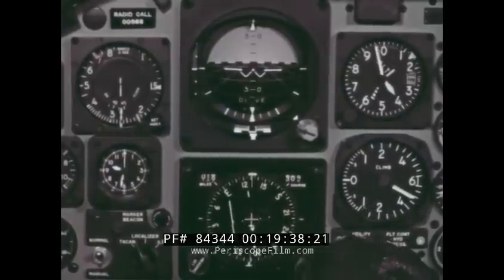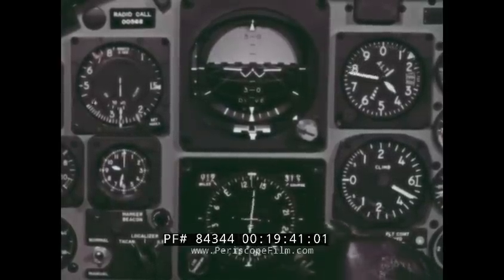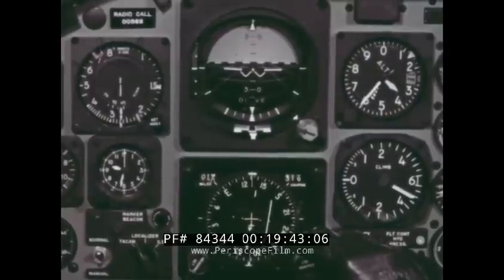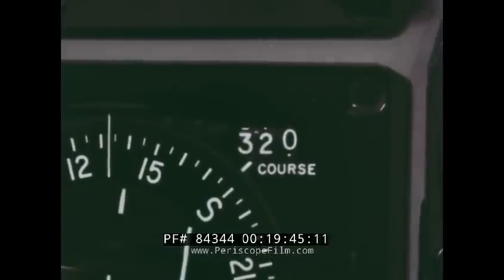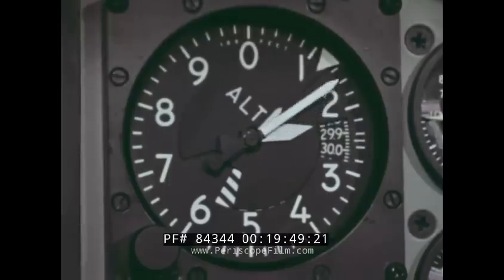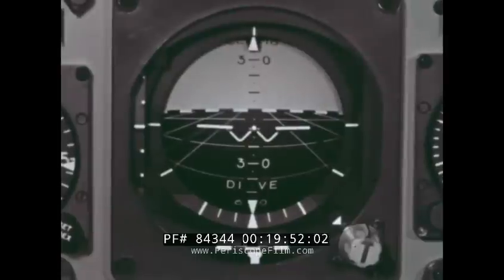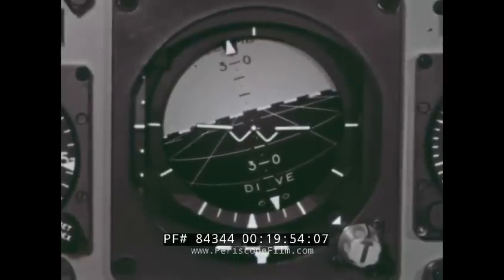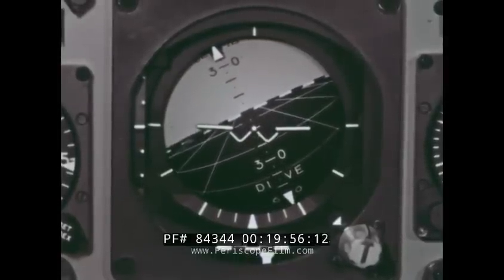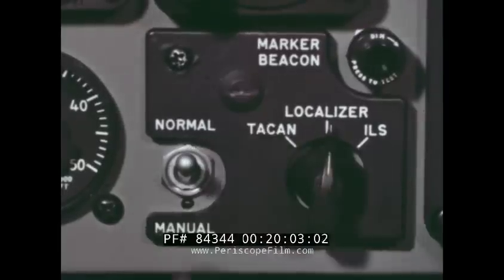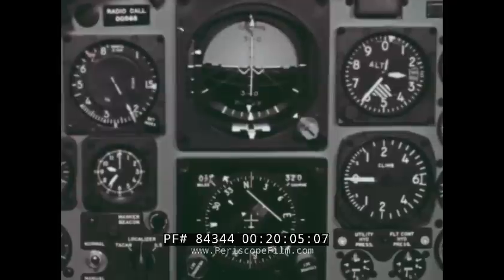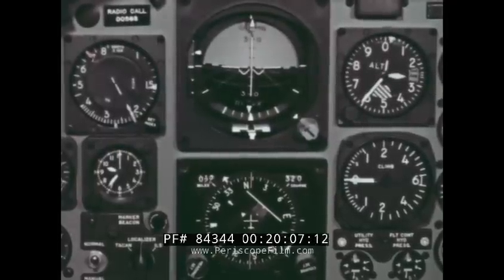Before reaching penetration turn altitude, set the inbound course in the course window. In this case, 320 degrees. When you reach 12,000 feet, start your penetration turn. Place the navigation mode switch in localizer when the aircraft heading is within 45 degrees of the final approach course.